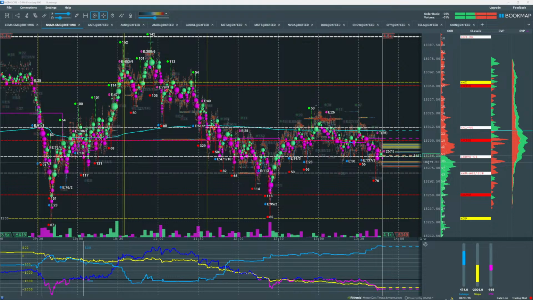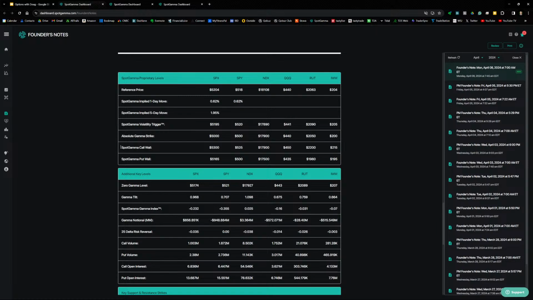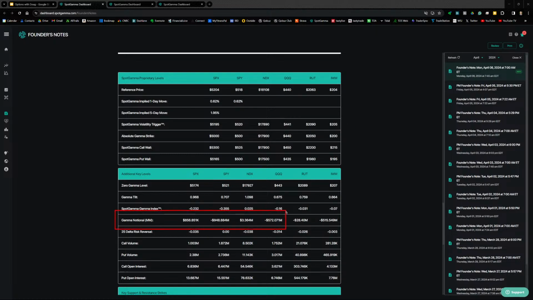All right, we'll talk about setups in a few minutes. Let's wrap up our positional analysis by taking a look at gamma notional to see how market makers were positioned on the gamma curve at the beginning of the day. This is the data table at the bottom of the AM Founders Note, Spotgamma AM Founders Note. I like to look at gamma notional for the S&P 500 and NASDAQ. These numbers all did shift higher from Friday.